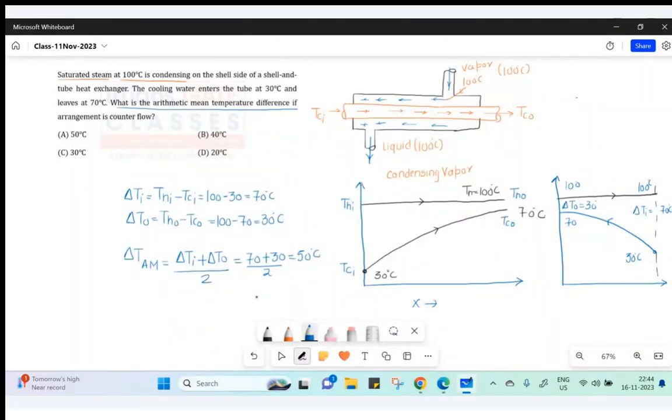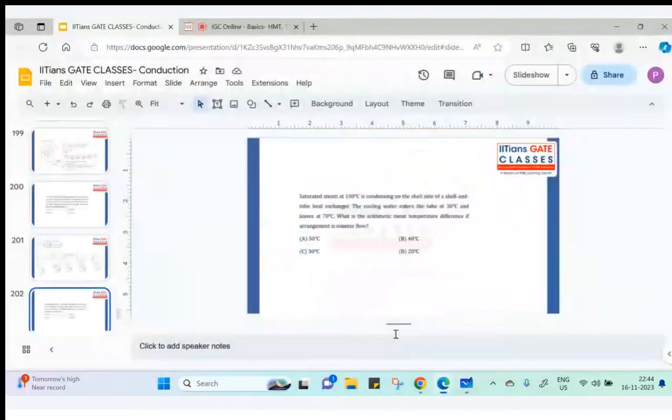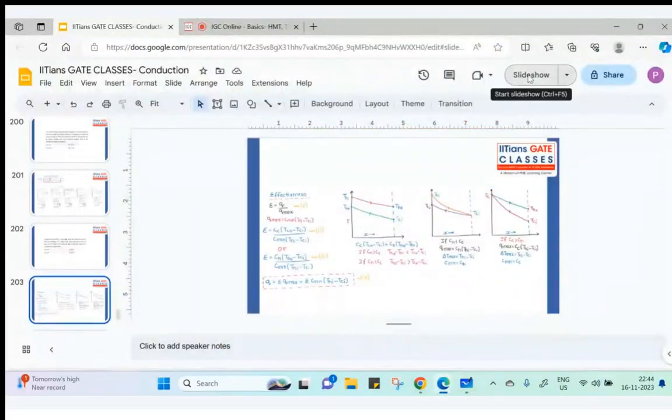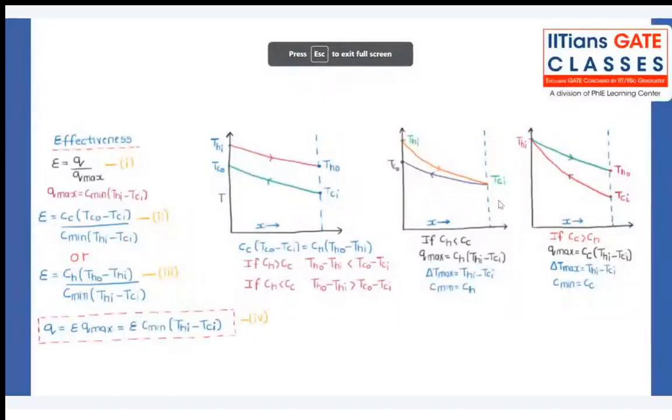Okay, let's go ahead. Now we will look into another concept of heat exchanger analysis, which is called effectiveness of heat exchanger. How do you define the effectiveness? Okay, Parinithi, you have... How do you define effectiveness of heat exchanger? So let's define it. If you understand the definition of effectiveness, there is a second problem that we are going to solve, and you will clearly understand that part.